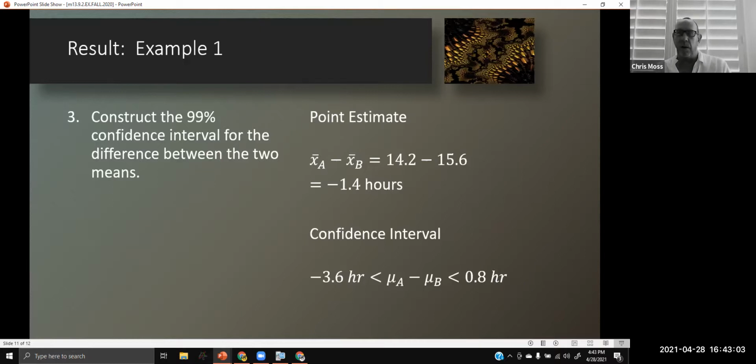So there we go. About the only other thing I can say is we really should check that we've satisfied all the requirements. The samples are simple random samples. We have a sample size of greater than 30 in both cases. The wind in one area doesn't cause the wind in any other area to blow a certain way. So the samples are independent. And clearly we had no idea of the population standard deviations in either case. So there we go.